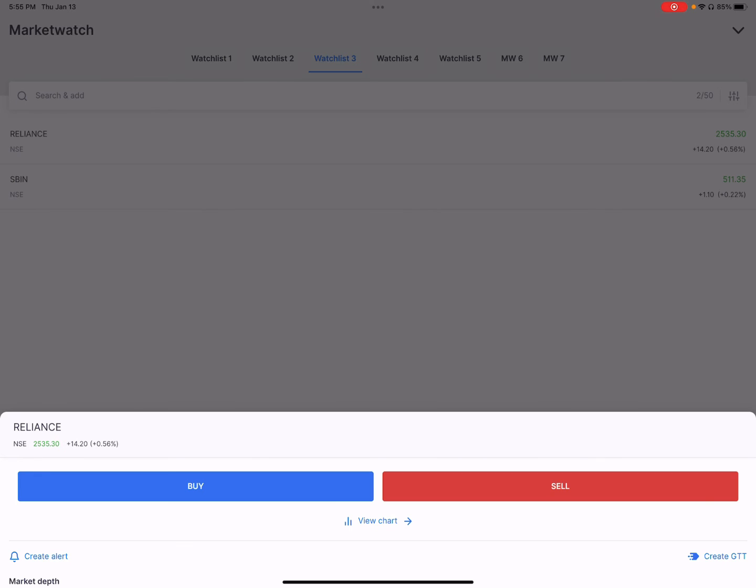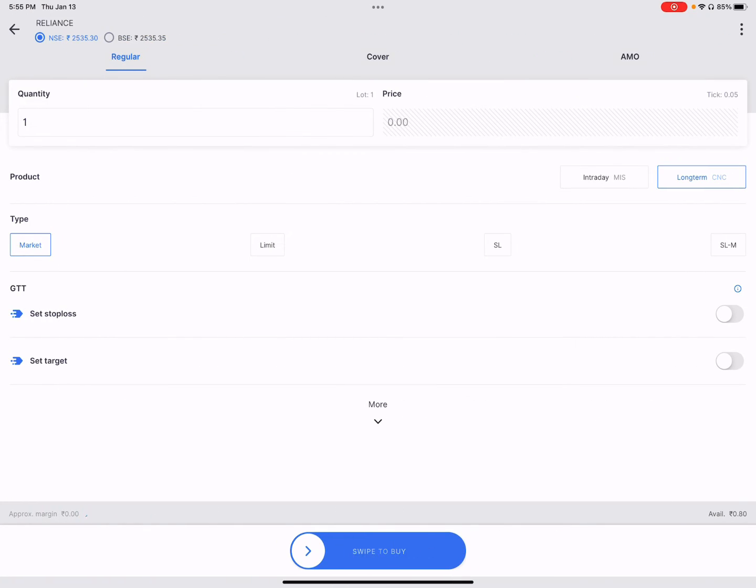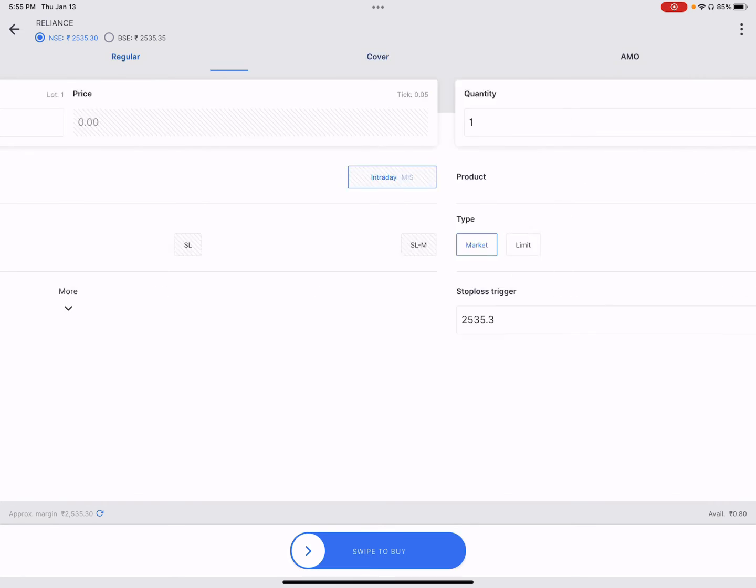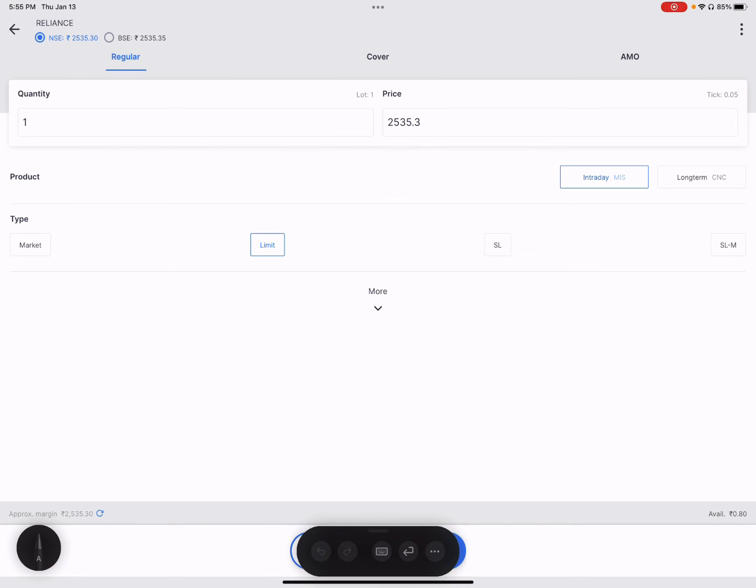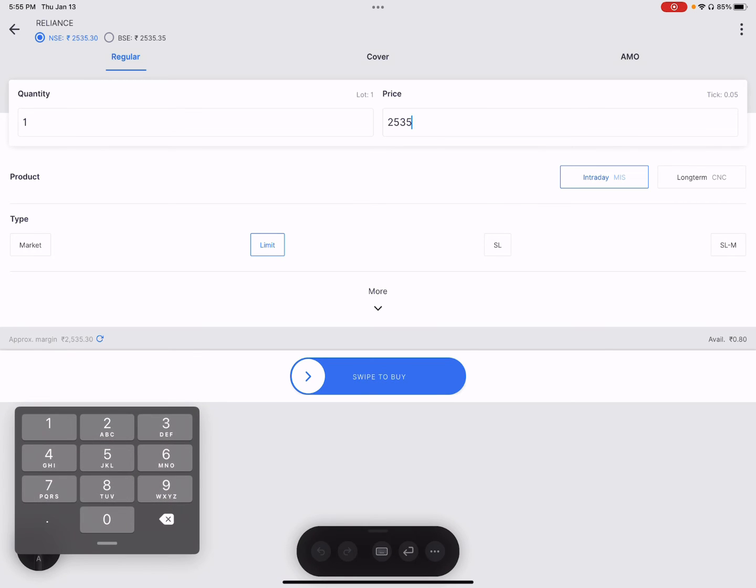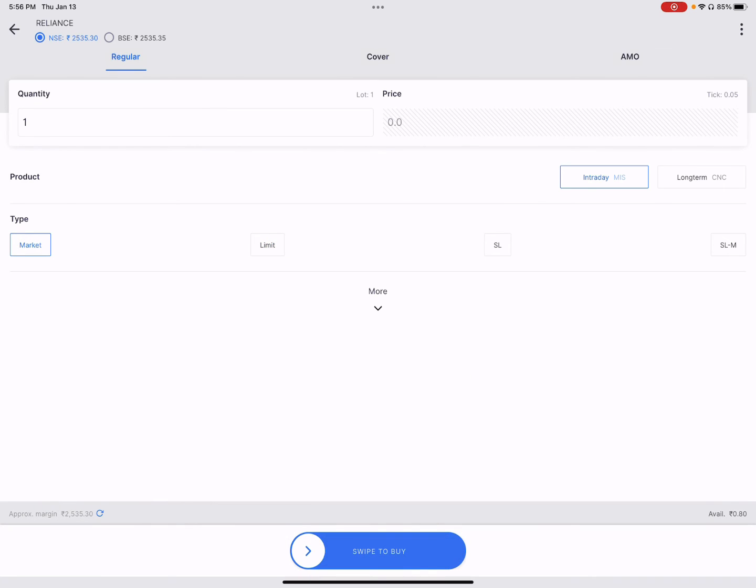This is called short selling. And for the buying procedure, there are three types of orders: regular, cover, and AMO. Regular is just regular. You place some price, like I want to buy Reliance at 2,500, and you just buy that. And if it's a market order, whatever price the market is offering you, 2,535, you just buy at that price. And as I said, there are two markets, NSE and BSE. You can see them over here. And that's how regular works.